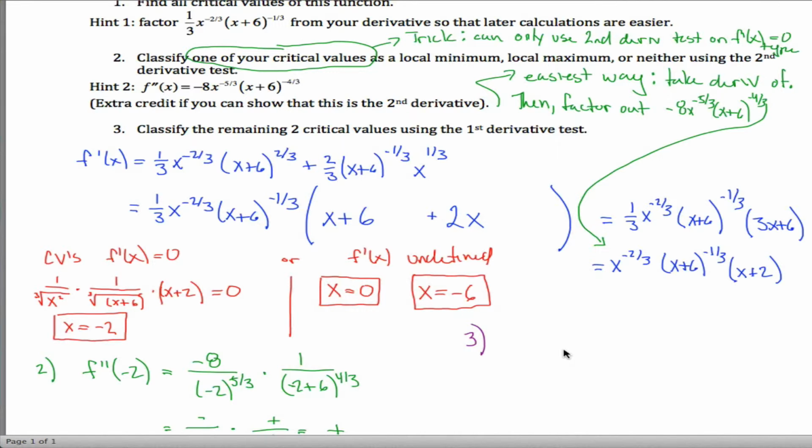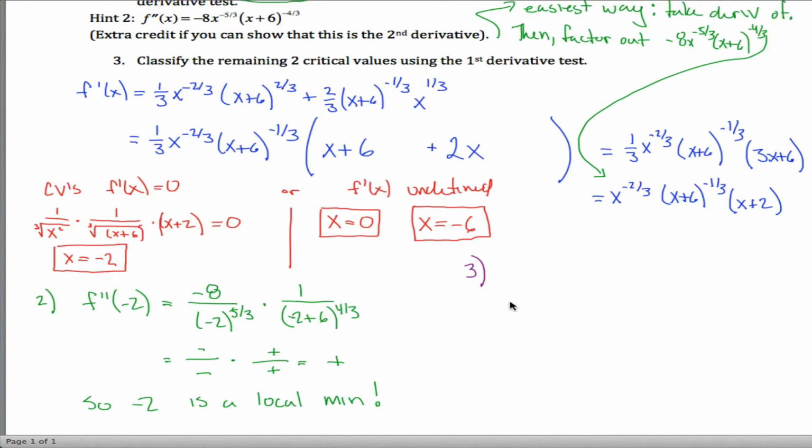So 0 and -6. The way you use the first derivative test is you make a number line. You put all of your critical values on the number line. So here's 0, maybe 0 is way over here. Here's 0, here's -2, and here's -6. Note that those 3 critical values divide my number line up into 4 different regions. Got a region over here, region here, region here, and region here.